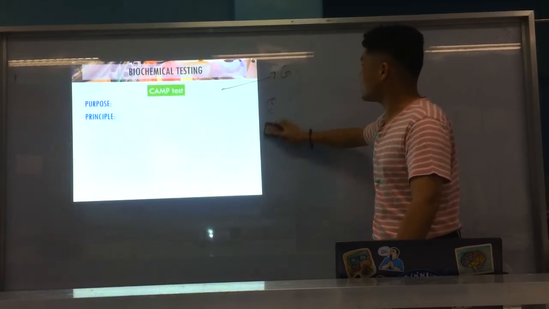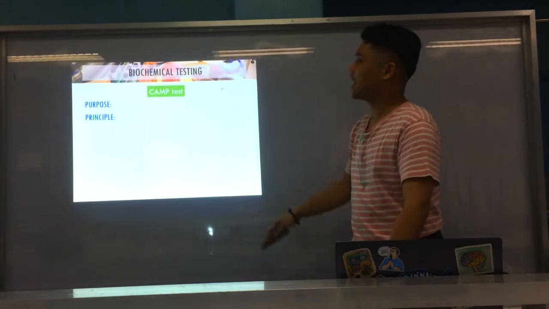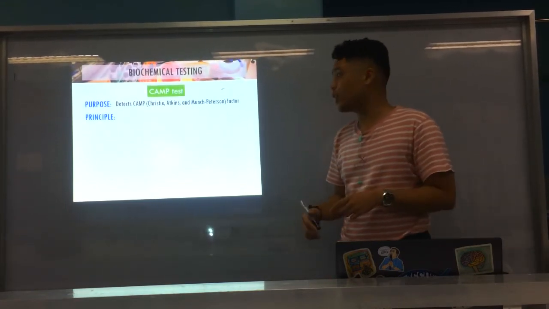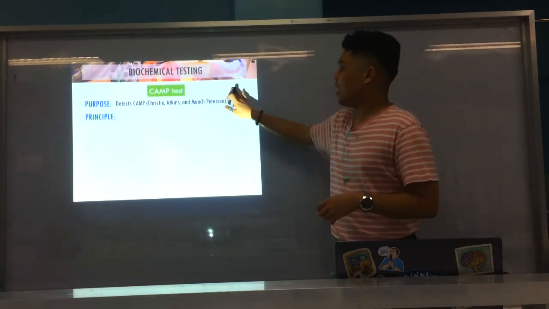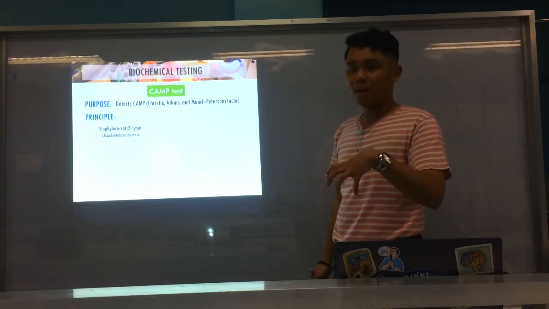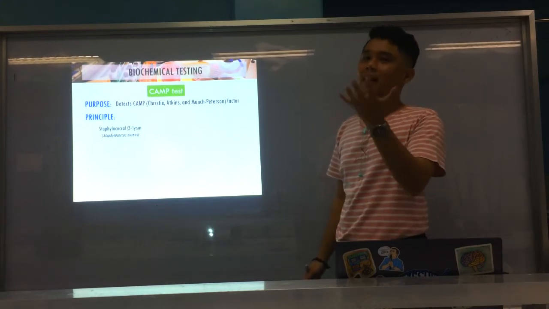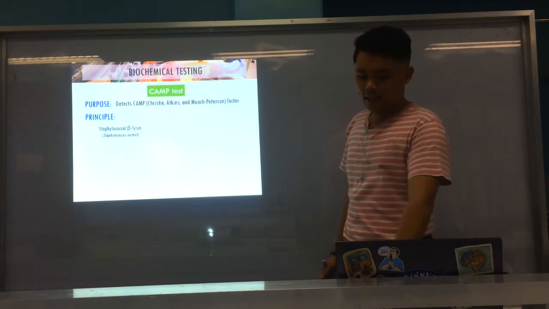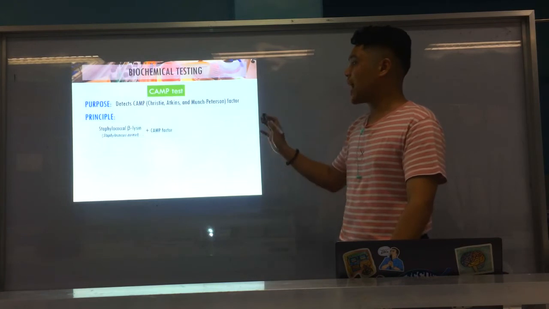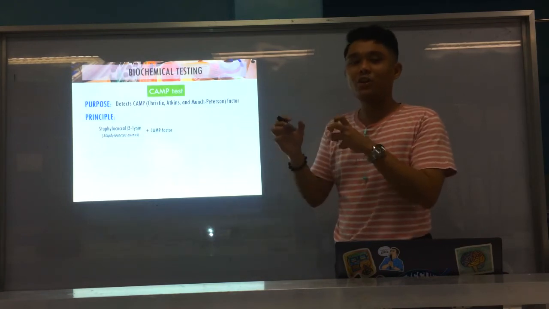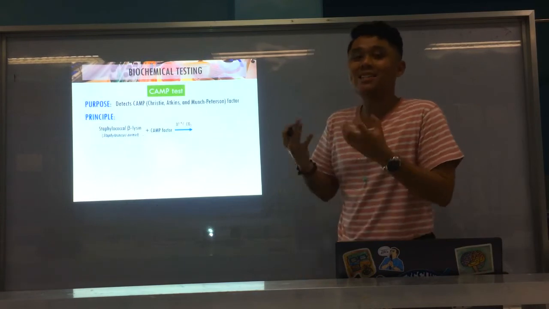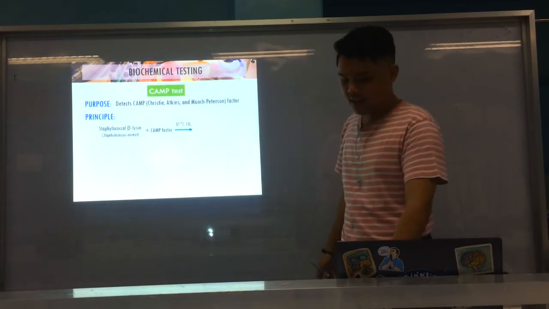CAMP test, what is the meaning of CAMP? Again, it detects the CAMP factor, or the Christie-Atkins-Munch-Peterson factor. Now, the principle: your Staphylococcus releases a beta-lysin. When you say beta-lysin, it lyses the blood agar, in the blood agar plate. And in the presence of the CAMP factor, they will work synergistically, meaning they work together. Therefore, the positive result is enhanced hemolysis or arrowhead hemolysis.